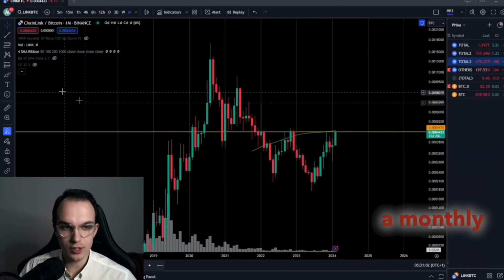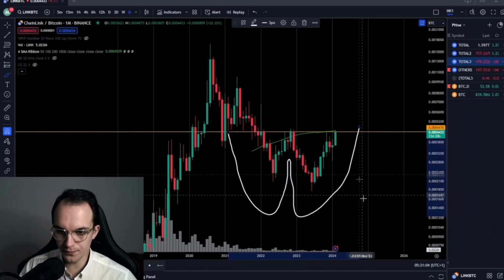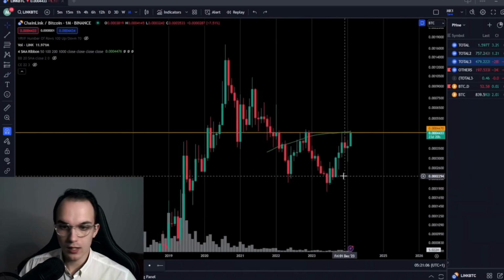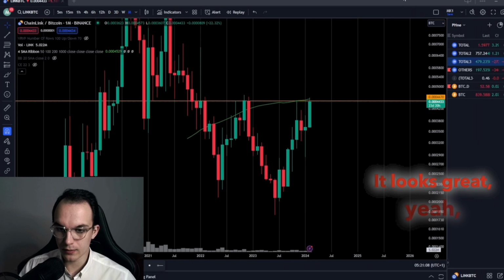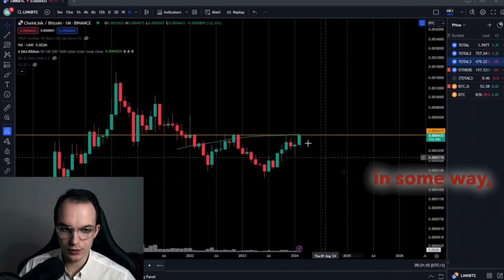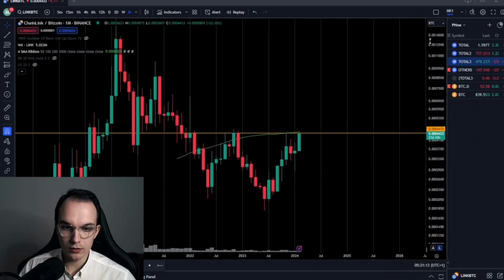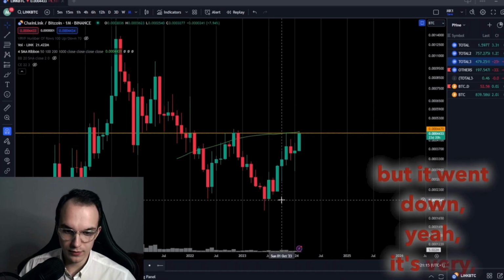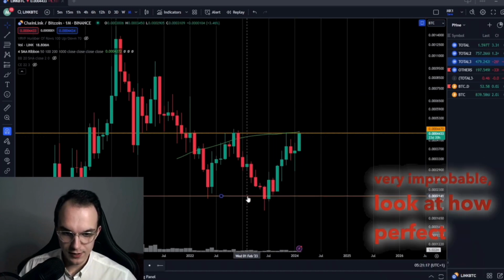You see here a monthly chart, a perfect double bottom, a nice and simple technical pattern. It looks great. For it to come down from this is very, very improbable. Look at how perfect it is.